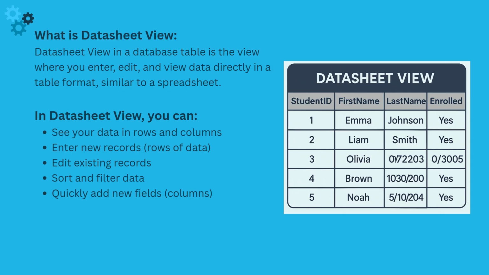In Datasheet View, you can enter, edit, and view data in rows and columns, similar to a spreadsheet. You can also add fields in Datasheet View, but the design choices that you make in Design View actually guide and control what you are able to enter. Both views are important, but Design View is where you secure your data. Datasheet View is where you enter the actual data.